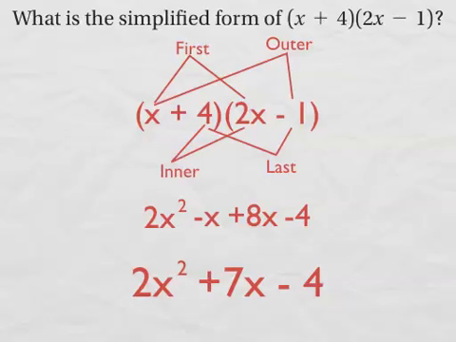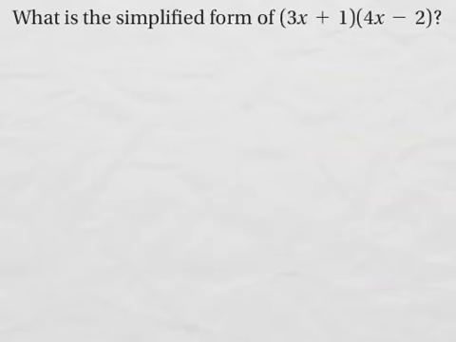Just like in the last lesson when you were using a table and the distributive property, your answer needs to be in standard form. This answer is in standard form. Just double check and make sure when you get your final answer that you are in standard form. The next example says, what is the simplified form of 3x plus 1 times 4x minus 2?